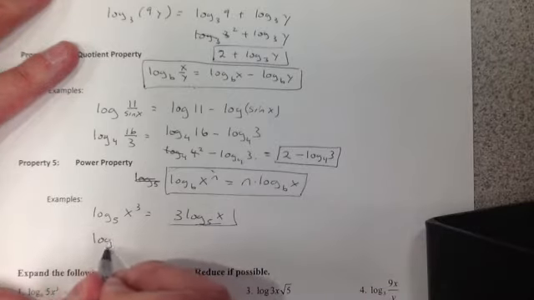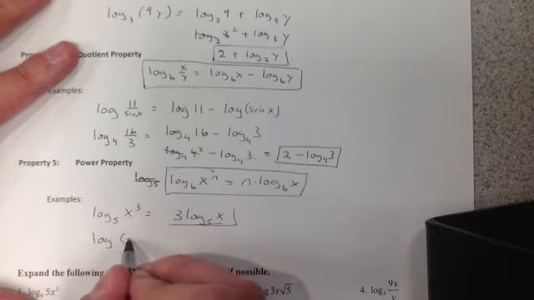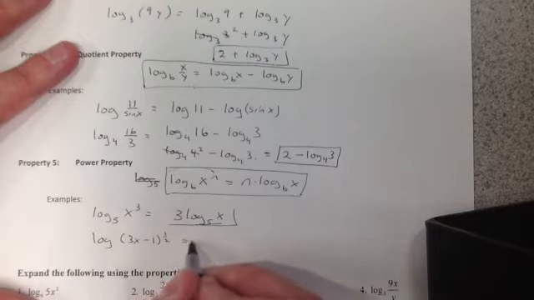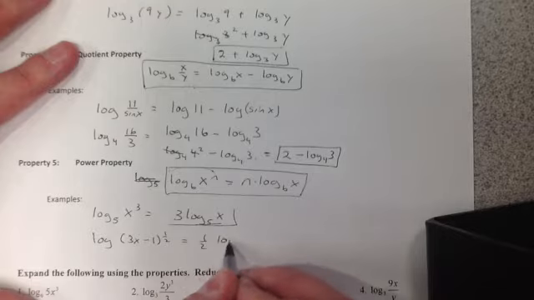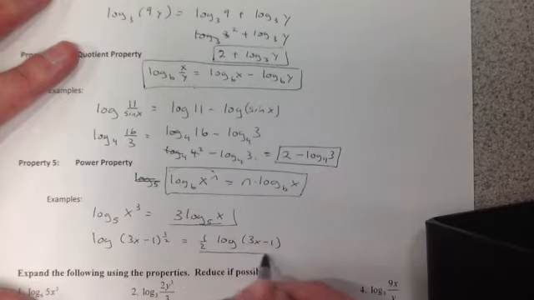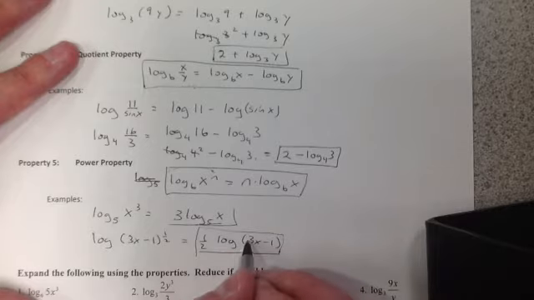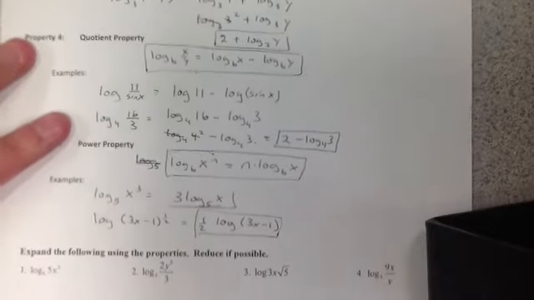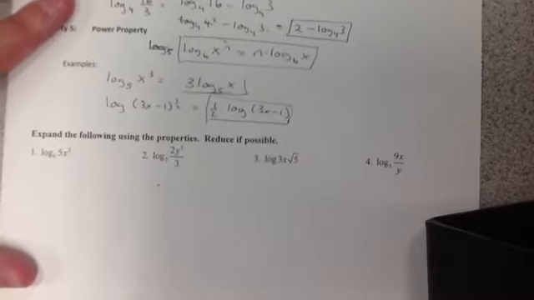Or if we have the log of, let's say, 3x minus 1 to the 1/2, I could write that as 1/2 the log of 3x minus 1. Now be very careful. We can't distribute the log, so please don't write the log of 3x minus the log of 1. We can't do that. So be very careful.